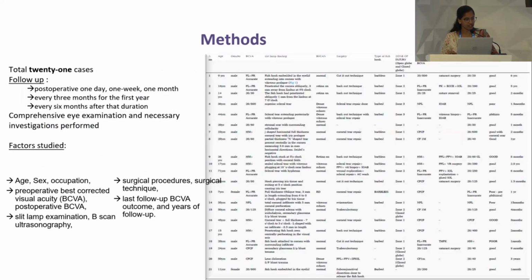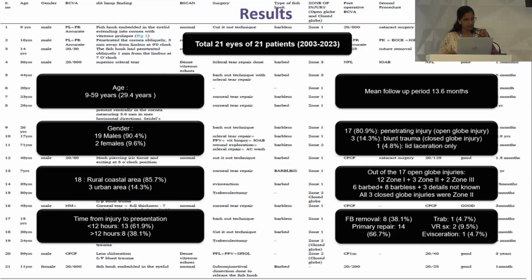A total of 21 cases were included, with follow-up at post-operative day 1, week 1, and month 1, then 3 months and every 6 months after that. Patients presented with ages from 9 to 59 years, with a mean age of 29.4 years. Most of them, 90.4%, are males with 9.6% females, and 85.7% are from rural coastal areas. Time from injury to presentation is less than 12 hours in 61.9%.